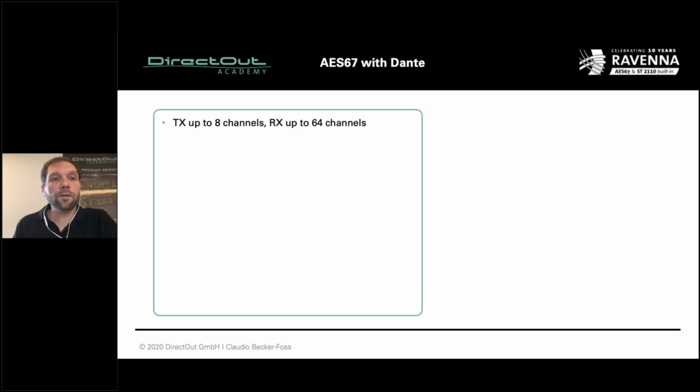First of all, the transmission allows up to 8 channels. That is fine. It's part of the mandatory or in spec of the mandatory part of AES67. On the receiving side, up to 64 channels are allowed meanwhile. There's multicast only, so no unicast support, which is strictly speaking not AES67 compliant, but maybe in practice not such a big deal.